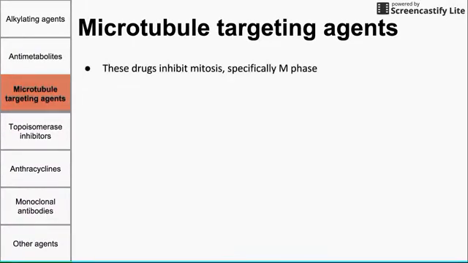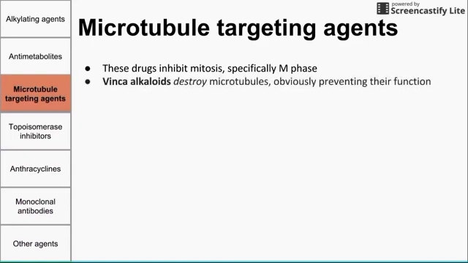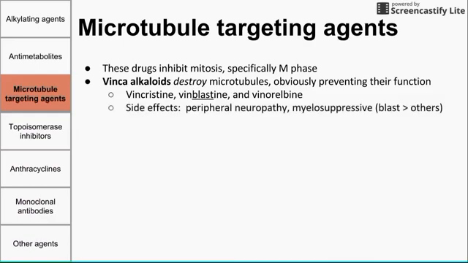These drugs inhibit mitosis. Mitosis, of course, occurs during the M phase. They specifically target the microtubule activity during mitosis. We're going to talk about how they do that. Vinca alkaloids firstly destroy microtubules. Easy to remember, vinca alkaloids destroy microtubules, and that obviously prevents their function. 3 vinca alkaloids are listed here. Vinblastine is underlined. You'll see why in a second. Side effects of vinca alkaloids are peripheral neuropathy and myelosuppression. Vinblastine is the strongest of those 3 in suppressing the immune system.